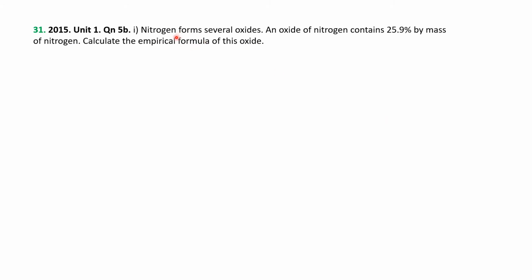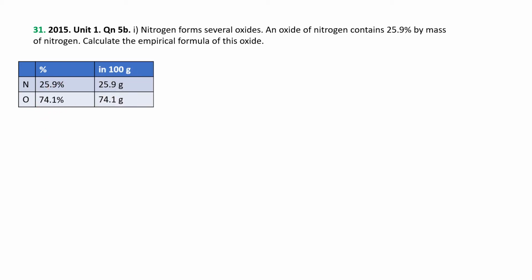Now we move into the standard empirical formula calculation type. An oxide of nitrogen contains 25.9% by mass nitrogen. Calculate the empirical formula. The way I like to do it is tabular. So I say percentage, 25.9 in nitrogen. The whole thing must be 100. So the oxygen must be 100 minus this, which is 74.1%. I then say, well, the percent is dealing with 100. So in other words, in 100 grams, we'd have 25.9 grams of nitrogen, 74.1 grams of oxygen.